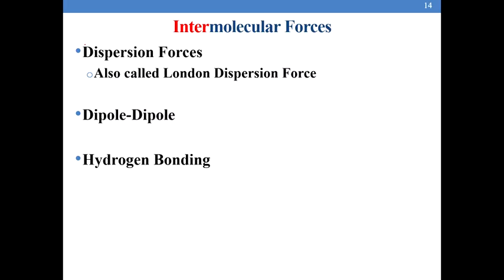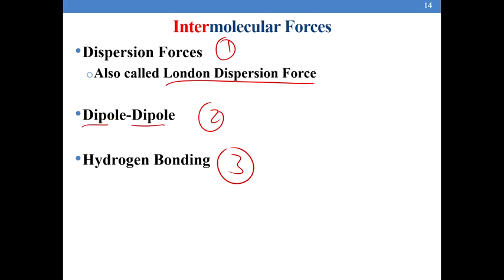All right, the 3 forces, 1, 2, 3, increase in strength as we go from 1, 2 to 3, okay? The first one is dispersion forces, and sometimes they're called London dispersion forces. That's the same thing, okay? The second one is called dipole-dipole, okay, dipole-dipole forces. And the last one is called hydrogen bonding, which you sometimes see abbreviated as H bond, okay?